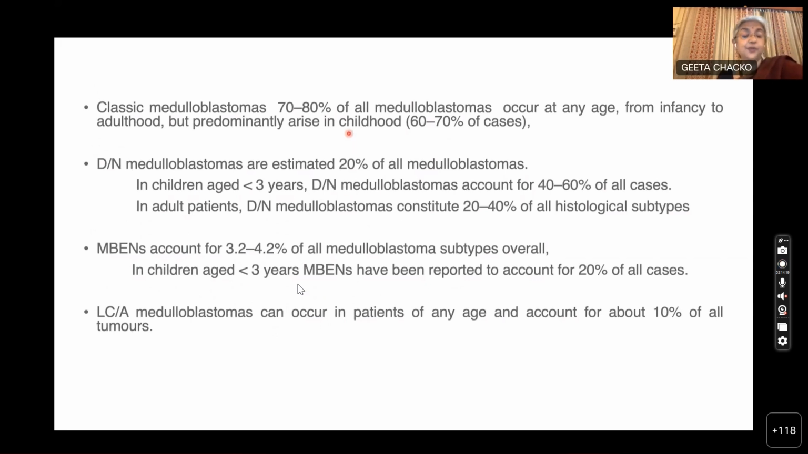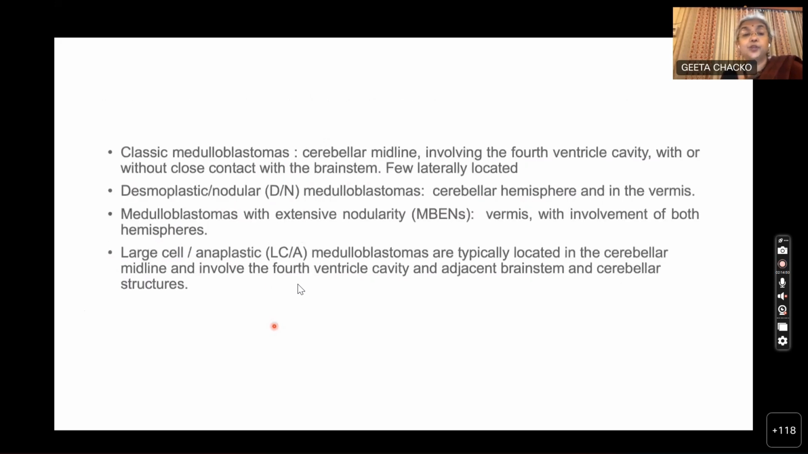I'm going to go a little fast because we are already at 9:15. So 78 to 80% of all medulloblastomas are classic. They occur at any age group, whereas the desmoplastic nodular, less than 3 years, desmoplastic nodular accounts for 40 to 60% of medulloblastomas that you see. On the other hand, the extensive nodularity in children less than 3 years, a fair percentage of them are this extensive nodularity tumor, whereas large cell or anaplastic can occur at any age group.